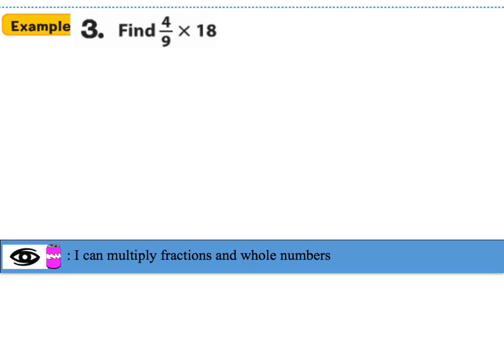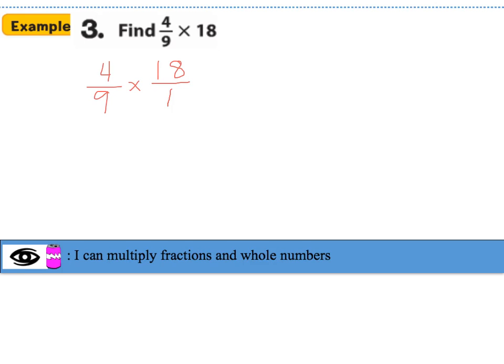So example 3 says, find 4/9 times 18. I'm going to rewrite the problem again. So 4 over 9 is my first fraction, times 18, which is a whole number. The key concept says to make that whole number into a fraction by placing a 1 below it. Now, I could sit there and multiply the numerators and multiply the denominators, but I want to make my life a lot easier, and I can cross-reduce.